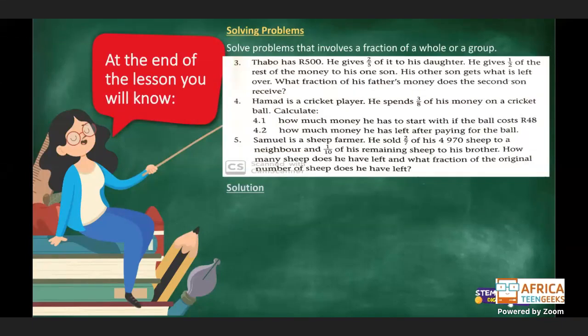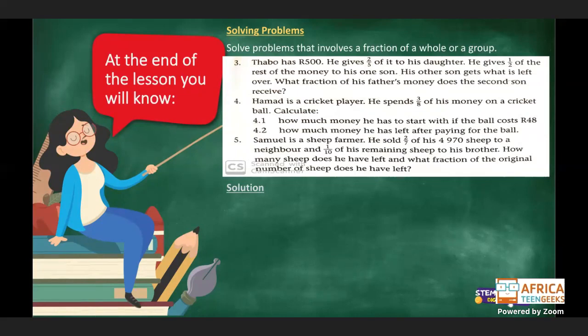Okay, so yesterday we finished number 1, we did number 3, so now we are left with number 4 and 5. When we need to do number 4 and 5, we are still doing problem solving. We are solving problems using fractions of a whole number or a group. This is what we are doing today and probably for the rest of the week.